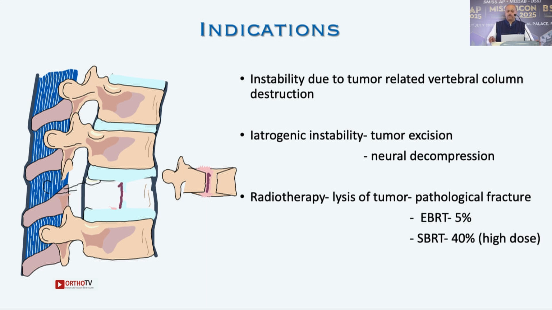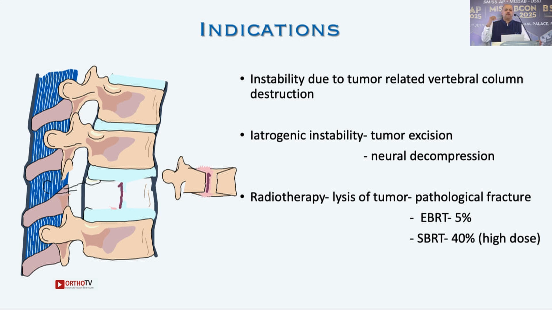The third group of patient is when you do radiotherapy, a number of the tumors will undergo lysis. Now lysis can happen in two ways. In a patient who is undergoing the traditional external beam radiotherapy, the lysis of the tumor is slow, and therefore there is a time for the vertebral body to grow back. And therefore the incidence of pathological fractures is much lesser, only about 5%.